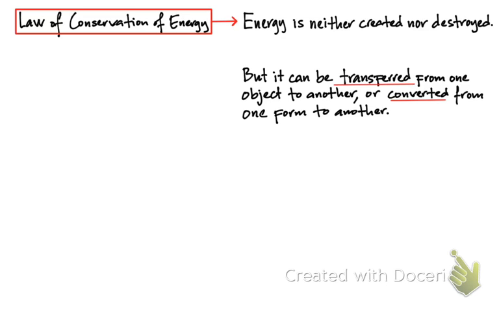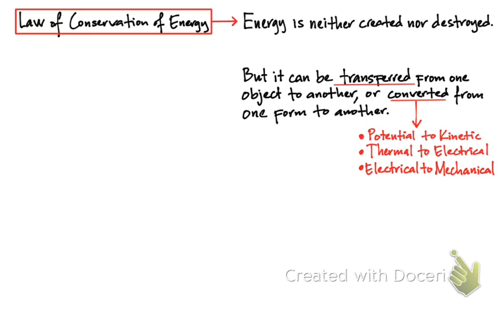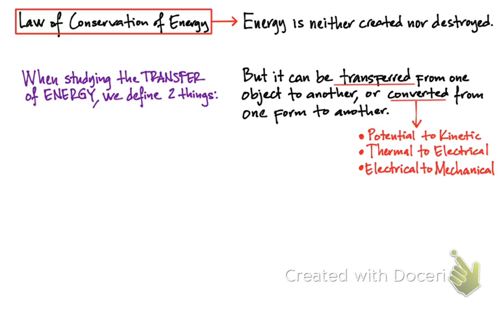Energy may not be created nor destroyed, but it can be transferred from one object to another or can be converted from one form to another. You can convert potential energy to kinetic, thermal to electrical, or even electrical to mechanical energy. When we study the transfer of energy from one object or system to another, we need to know 2 things: the system and the surroundings.